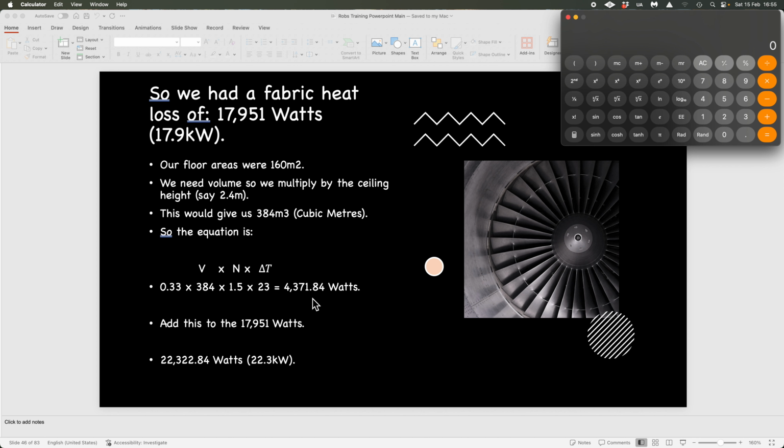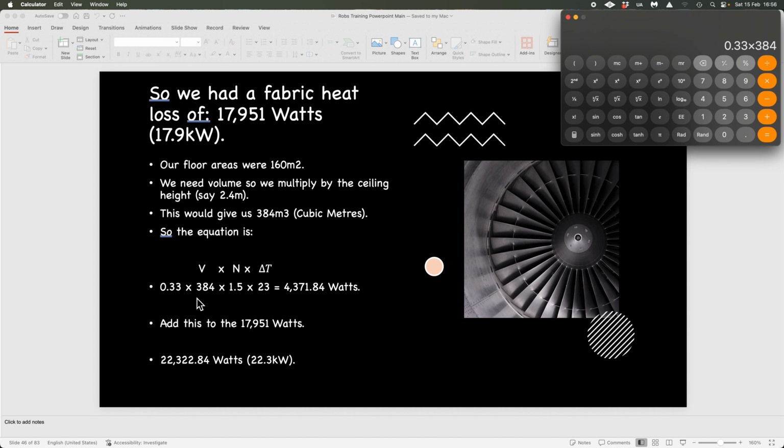Now, what if we had a blower door test, or we knew that the newer build had some insulation upgrades and was a much more airtight building, and we changed that to 0.5? Well, let's see what happens if we do that. So we have 0.33 times 384.